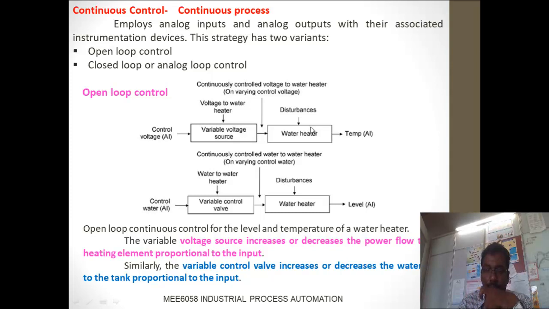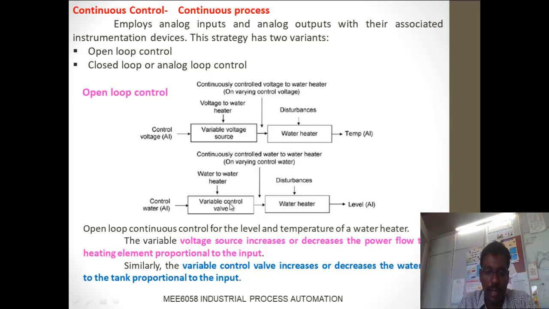But the input signal is a variable voltage source. Here, once the variable voltage source increases or decreases, the power flow to the element is proportional to the input. Once it increases, what happens? What I said, 0 to 2.5 indicates to switch on the water heater, and again going on increasing, it switches off the water heater. As like that we categorize the voltage sources to switch on or switch off the process. Similarly, this is for switching on or off the heater.